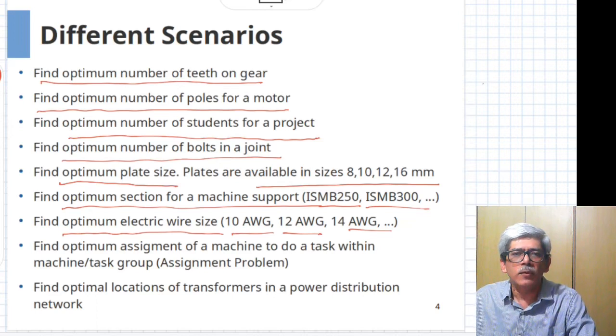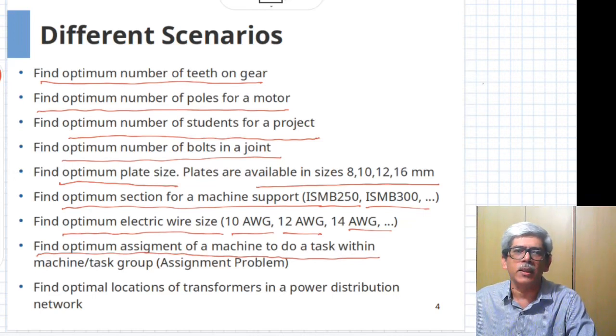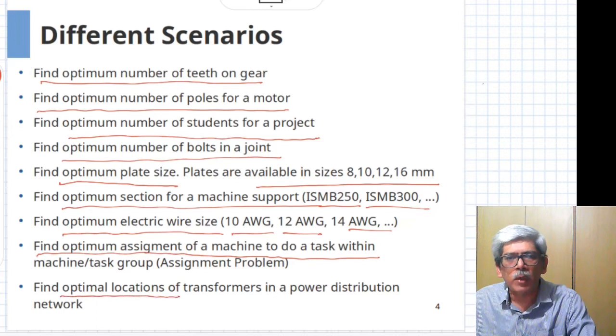And also some examples which are different in the sense that we have to find the optimum assignment of a machine to do a task, as we have studied in the assignment problem. In this case, the machine will be either assigned or it will not be assigned. So it will be either 0 or 1. Similarly, you have a power distribution network, and in that you have to locate the position of transformers. So either the transformer will be there at a particular node or it will not be there. So it is like a 0-1 type of situation. So these are the different scenarios in which integer programming or optimization using integer variables will be useful.